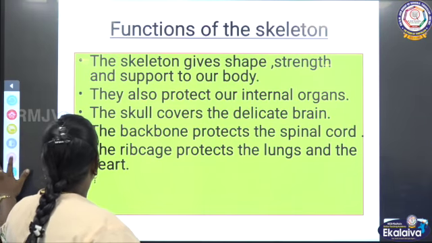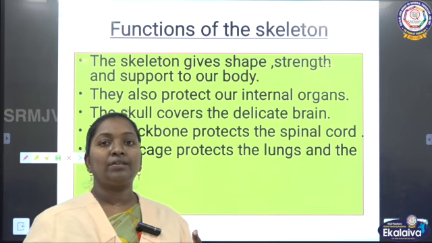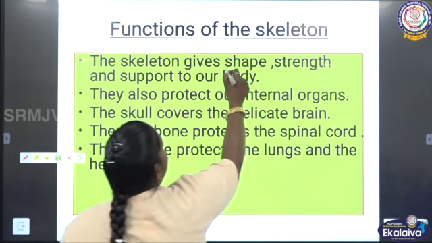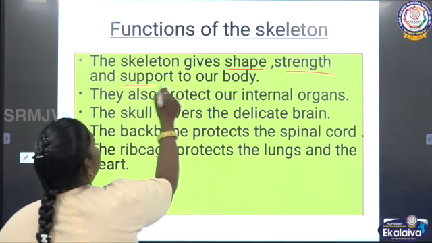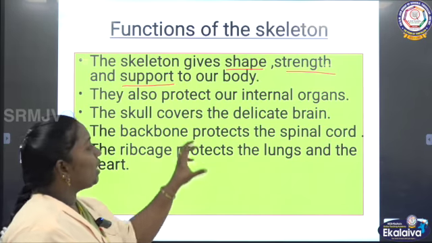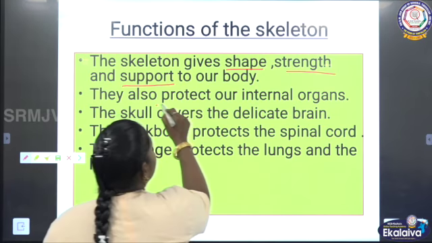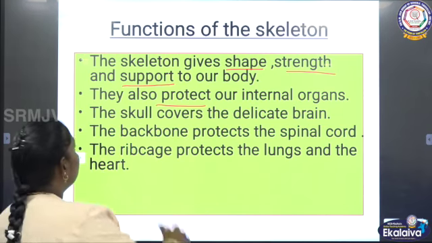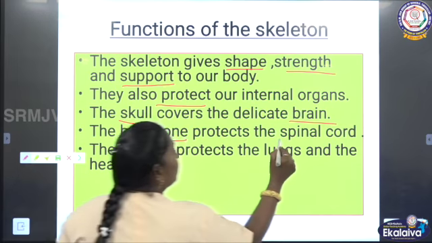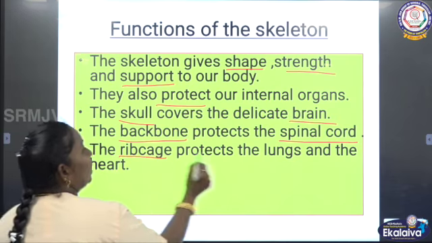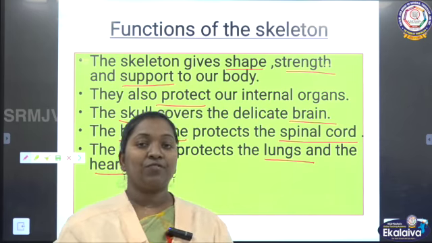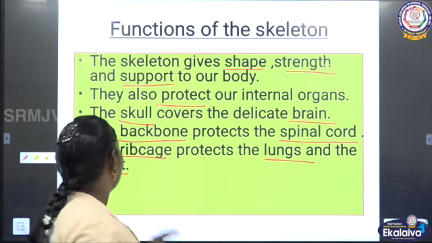If you think about yourself without the skeleton, we would not have shape and structure. Our skeleton gives us shape, structure and support. Also, it protects all the internal organs. The skull protects the brain, the backbone protects the spinal cord, and the rib cage protects the lungs and the heart. This is how the skeletal system functions in the human body.